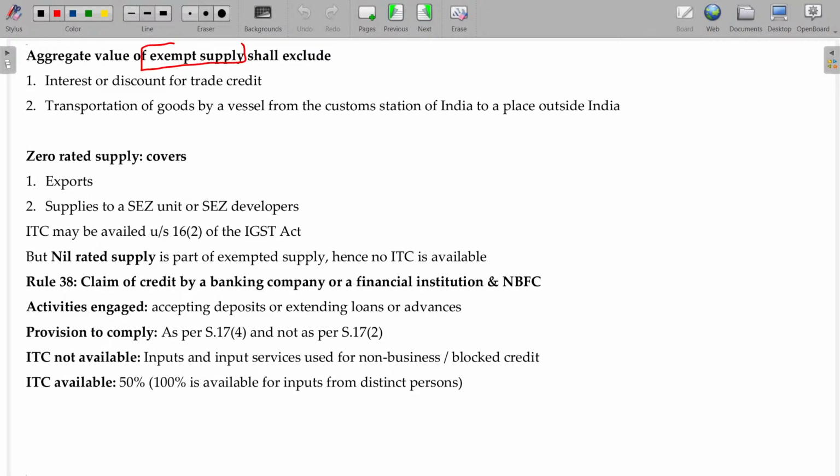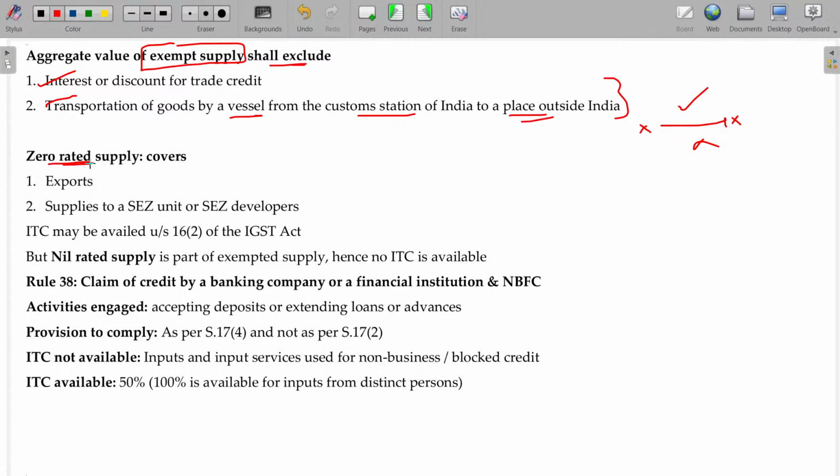Now, exempt supply: the aggregate value of exempt supply shall not include interest and discount for trade credit, or transportation of goods by vessels from the customs station of India to a place outside India. These things will not be addable. Interest will always be excluded from the aggregate turnover. And if you are exporting to a foreign country, from the Indian customs station to the foreign country, whatever amount you pay for the transportation is also not considered for the valuation here, meaning aggregate turnover. Clear up to this point. Okay, it is linked with the Customs Act. You just understand this extent, more than enough.